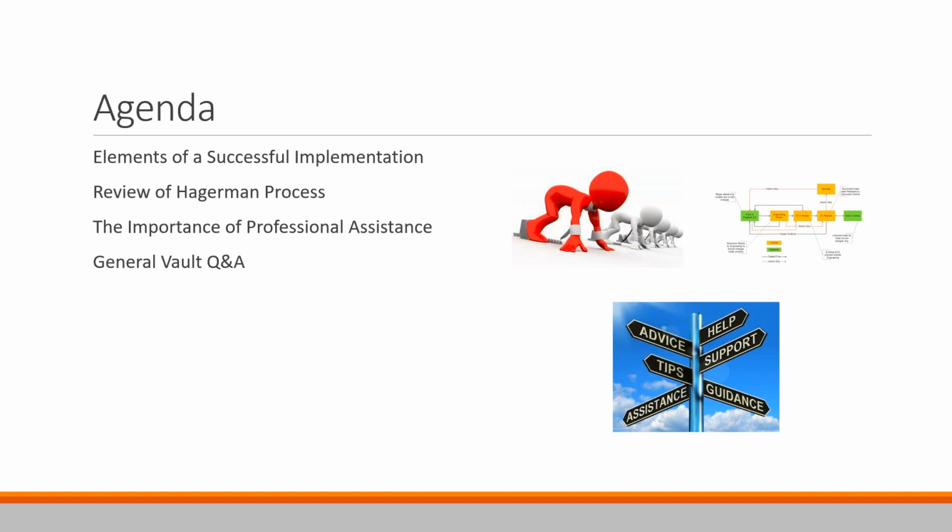From there, we'll move on to a description of how we at Hagerman typically implement Autodesk Vault, our process. It always ends up a little bit different for each customer. We do our best to tailor specific activities based on need and budget. But I'll be laying out what our ideal process would involve. We'll talk a little bit about the importance of professional assistance, a couple of examples of situations we've encountered cleaning up after self-implemented systems that didn't go so well.